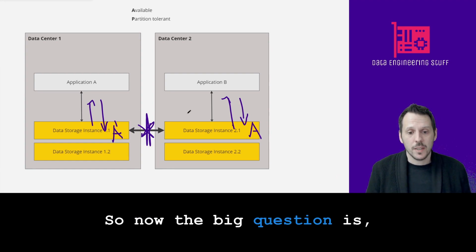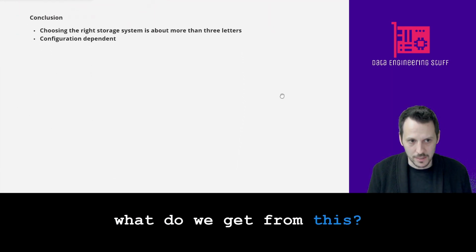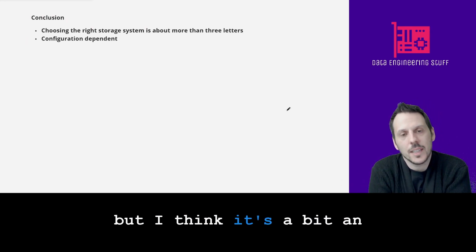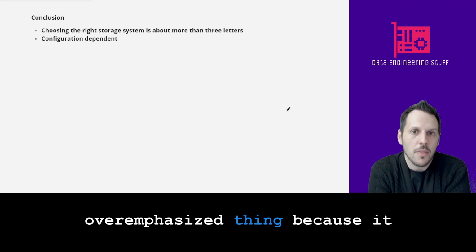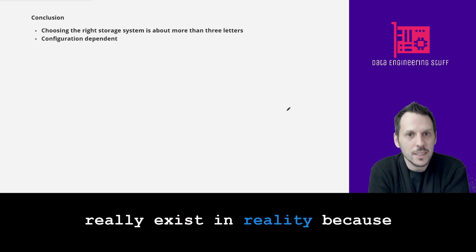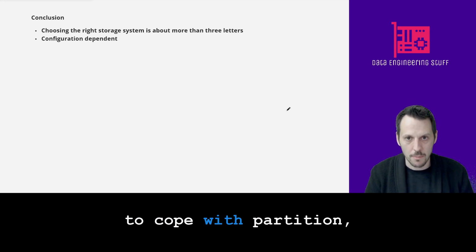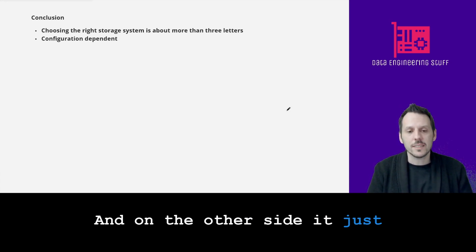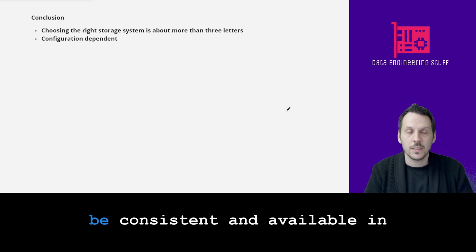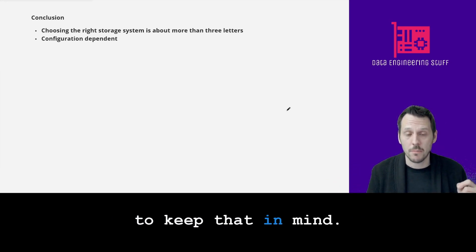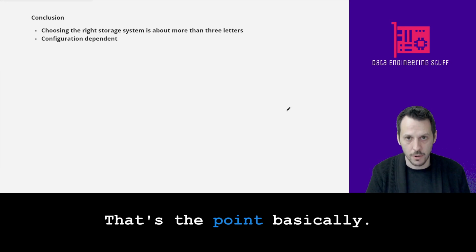So now the big question is, what do we get from this? I think the CAP theorem, you read it all the time, but I think it's a bit overemphasized, because it's said that CA systems don't really exist in reality, because every system has somehow to cope with network partitions. And on the other side, yes, it just tells you that you can't be consistent and available in case of a network partition. So, okay, you have to choose between HBase and Cassandra, and you have to keep that in mind. Fair enough. That's the point, basically.